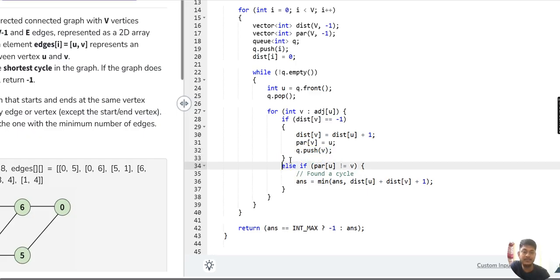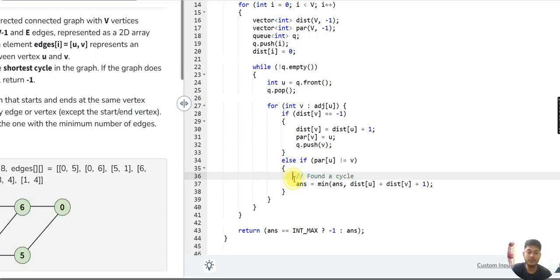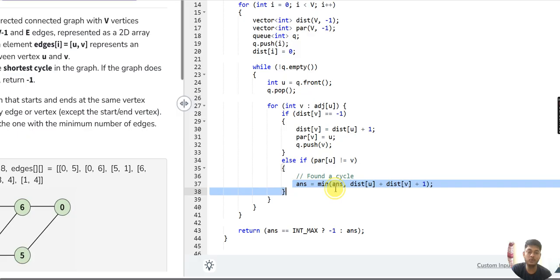Else, there are 2 possibilities. If the distance is not -1, it could be the parent of that node, or it is already a visited node through another path. So if the parent of u is not equal to v, that means we have found a cycle, and answer is equal to the minimum of answer and distance of u plus distance of v plus 1.